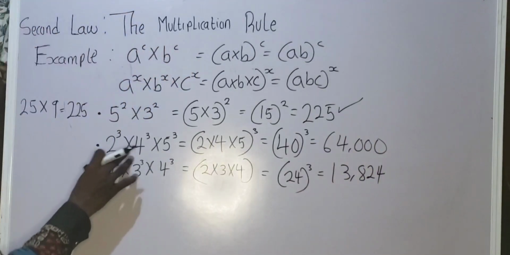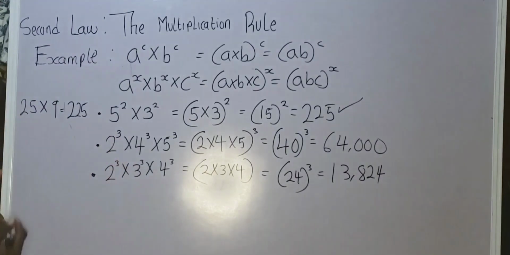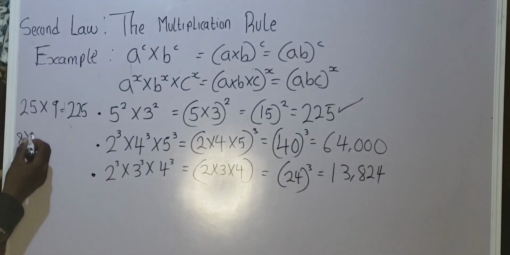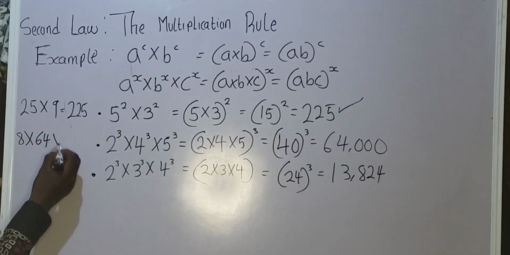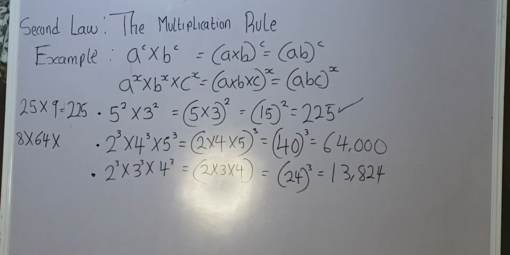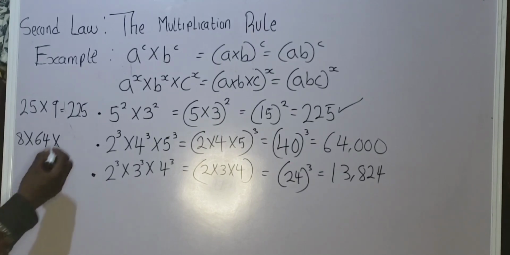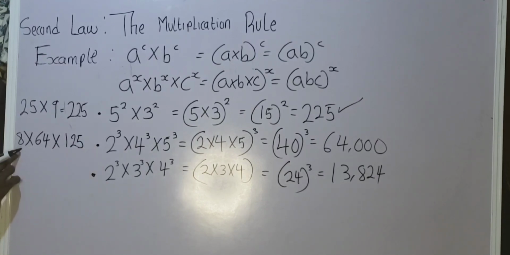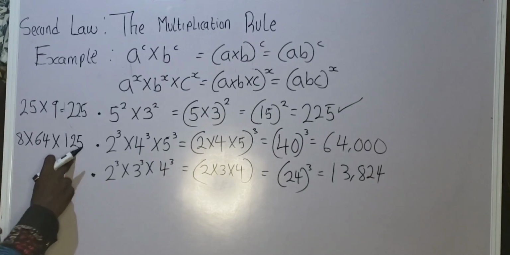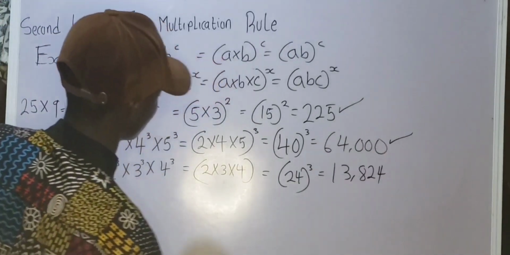You understand? So let's check for this also. 2 raised to the power of 3 is what? 8. So 8 multiplied by 4 raised to the power of 3. 4 times 4, 16. 16 multiplied by 4, that is 64. So 8 multiplied by 64 multiplied by 5 raised to the power of 3. 5 times 5 is what? 25. 25 multiplied by 5, that is 125. So 8 times 64 times 125. So this is also correct.